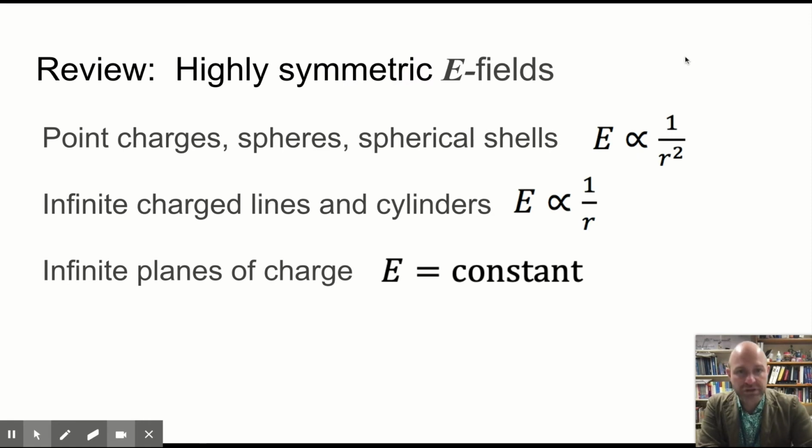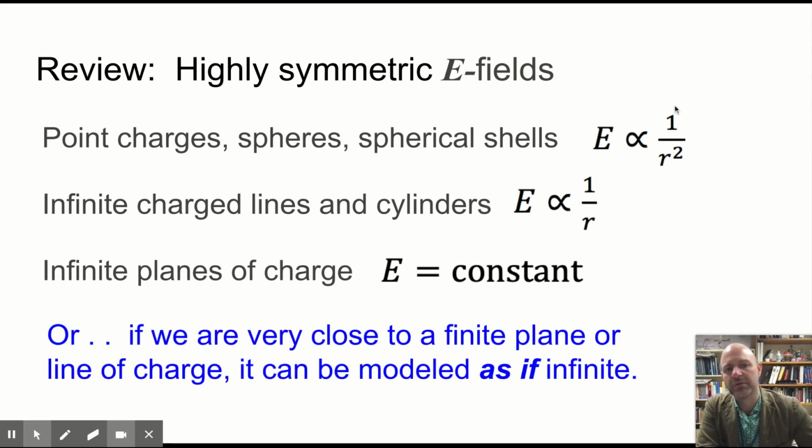We can do point charges. We also have another method for that, but this one works just fine for point charges as well. And that's where we're going to start because those are the simplest to think about. Infinite charged lines and cylinders, which is like a wire charged up. It's a good way of thinking about it. Capacitors also fall into this category. More on those later. And then infinite planes of charge where the electric field is constant. And so we've got these sort of different relationships, 1 over r squared, 1 over r, and then a constant or uniform field.